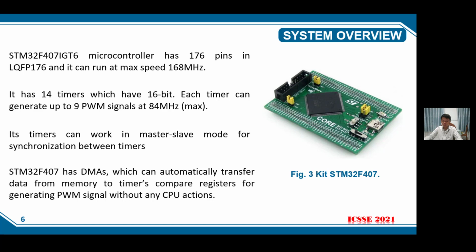It has 14 timers. Its timers can generate up to 9 PWM signals at 18.4 MHz for each. The timers can work in master-slave mode, synchronizing between timers, and have a DMA function, which can automatically transfer data from memory to the timer comparator for generating PWM signals without any CPU action. Continuing, the topology will be described.